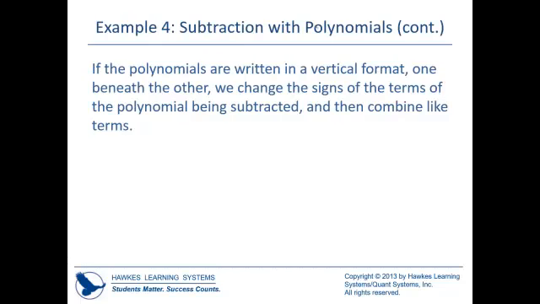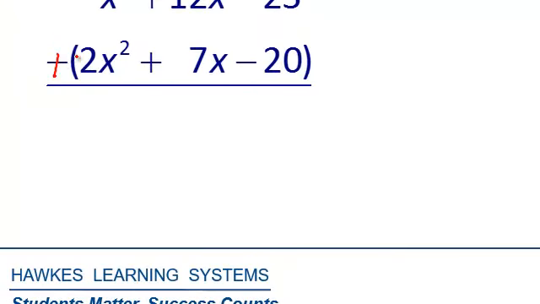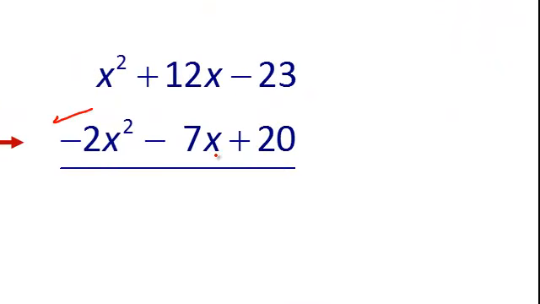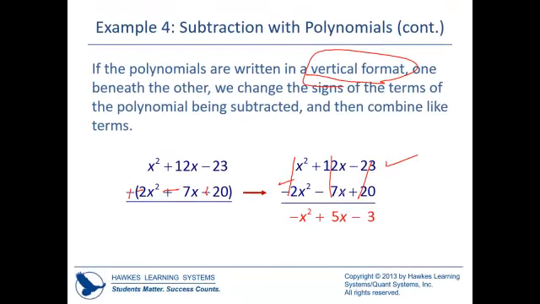Now, if we can add vertically, we can also subtract vertically. And so all we do is just change the signs of the polynomial being subtracted and then combine all the terms. So here's the one we just did. See how we have a negative x squared plus 12x minus 23 minus 2x squared plus 7x minus 20. And so all I do is I just change the signs of everything being subtracted, just like they did right here. And then we combine terms and just subtract vertically. I like this method right here because it helps to keep you really organized.